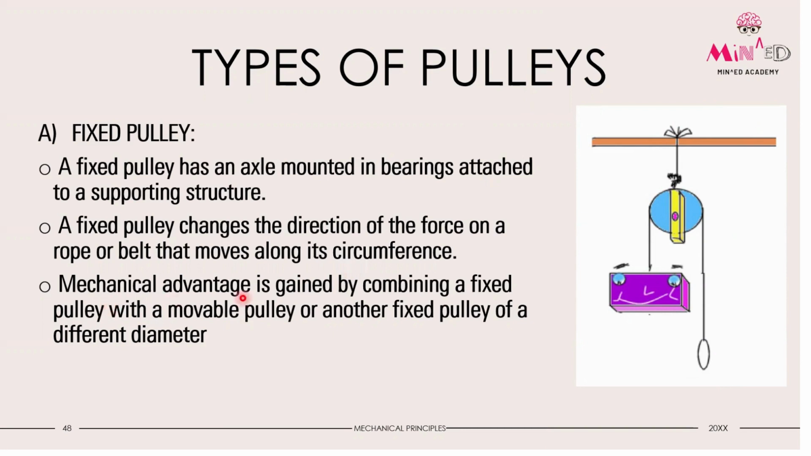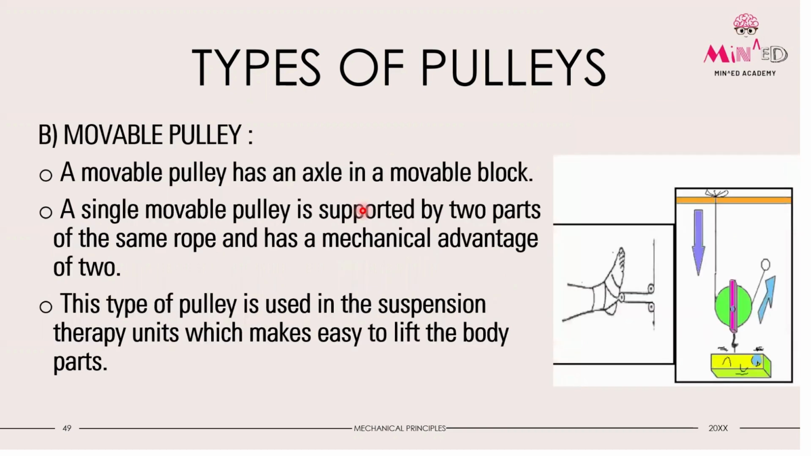So here mechanical advantage is gained by combining a fixed pulley with a movable pulley or another fixed pulley of a different diameter. So if, with a fixed pulley, we add a movable pulley, or a bigger pulley or smaller pulley, which will provide a different diameter, it will have mechanical advantage 1.